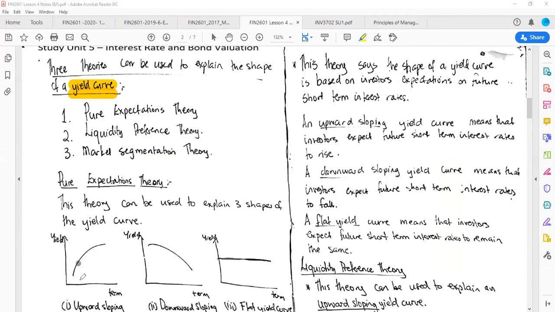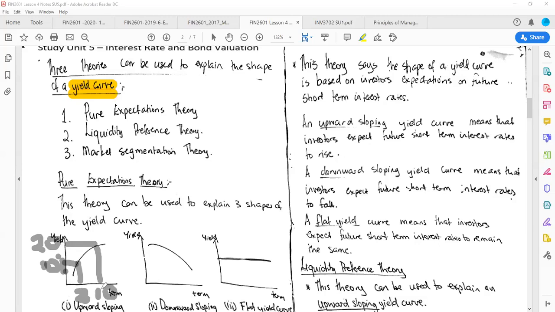And you might find that for a term of 2 years, the cost of borrowing money might be 10%. That's the yield. And then for a term of, let's say, 10 years, you might find that the cost of borrowing money is 20% interest per year. So that's what a yield curve does.